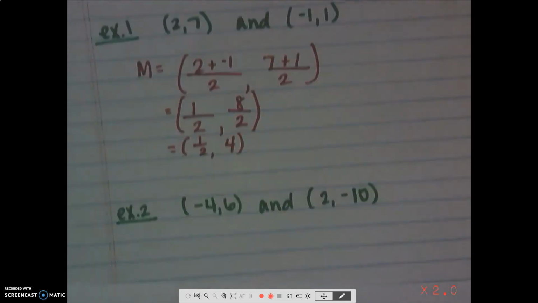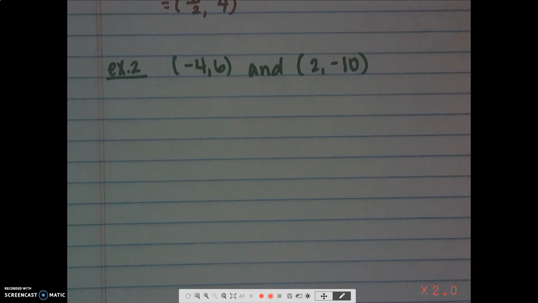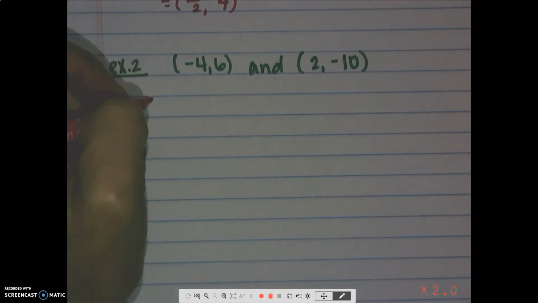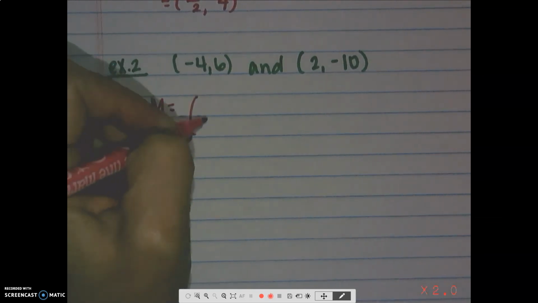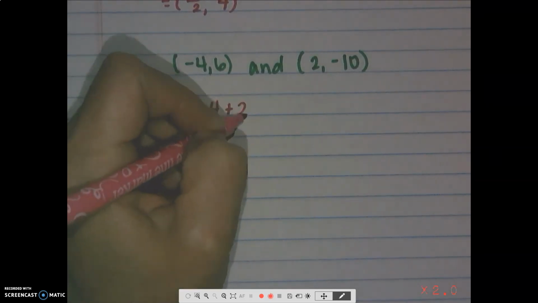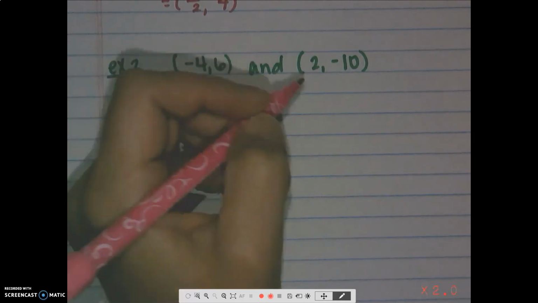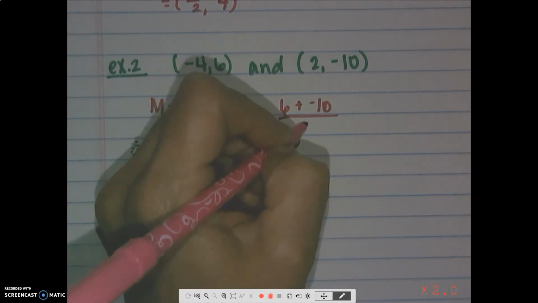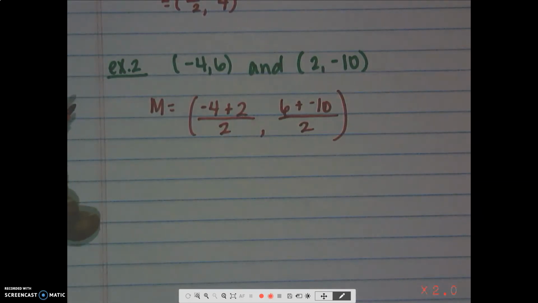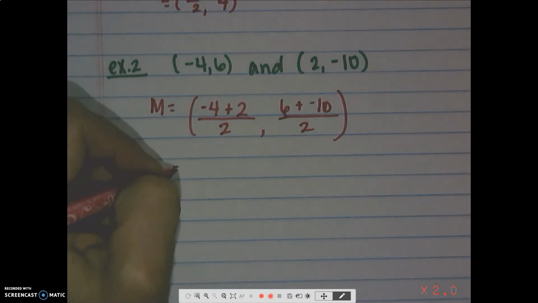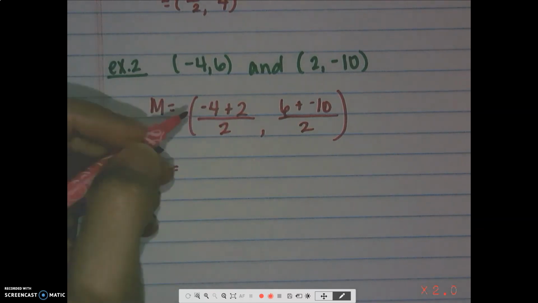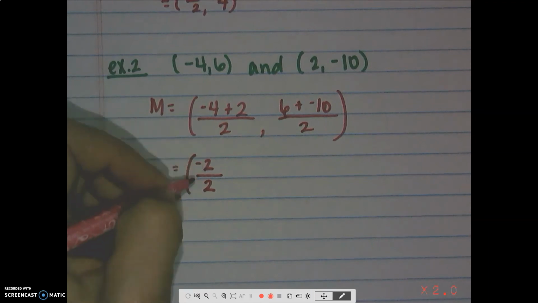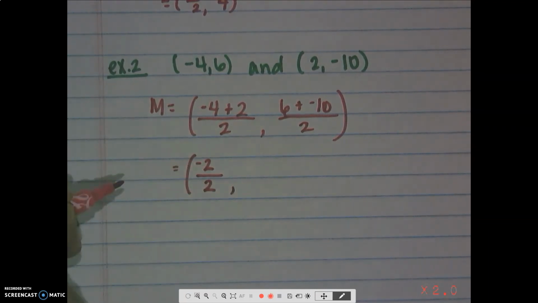Okay, let's look at one more. Here, we have the points (negative 4, 6) and (2, negative 10). We're doing our midpoint, which means we're going to take the x values, add them together and divide by 2. And then we're taking the y values, again adding them together and dividing by 2. Negative 4 plus 2 is negative 2, and negative 2 divided by 2. We'll come back and simplify that in just a minute.